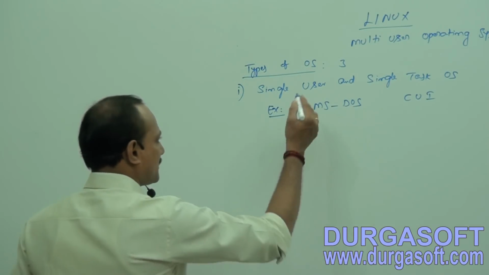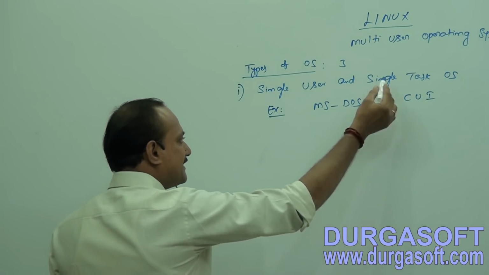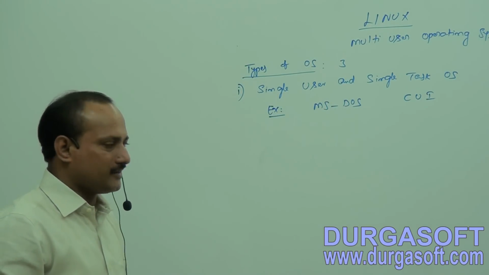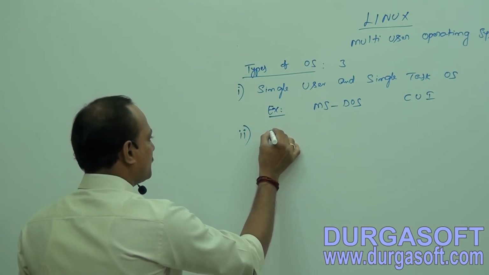What are the disadvantages of this? It does not allow multiple users and it does not support graphical objects. It is only a command line environment. What is the next type of operating system?